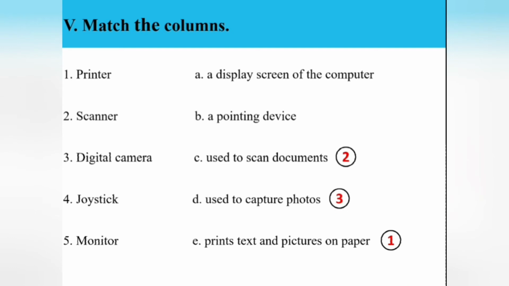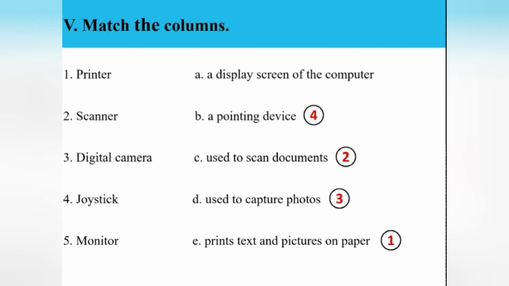Fourth one, joystick. Now we have only 2 options. First option is a display screen of the computer. Joystick is the display screen of the computer? No. Joystick is a pointing device. That is the correct option. So you have to put 4 here.